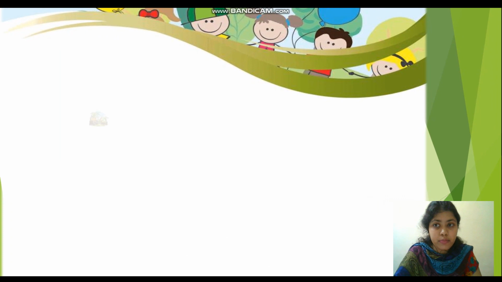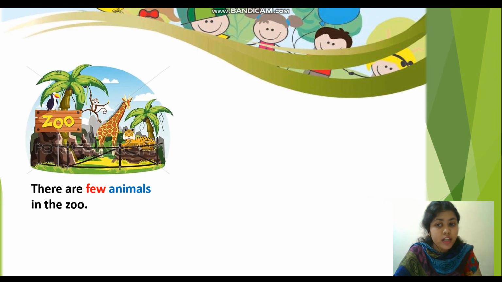Let us see a few more examples. There are few animals in the zoo. Again students, animals is a noun and the word few is telling about the number of animals. It is not telling about the exact number of animals, but still it is telling about the number of animals. And when we are asking the question how many animals, the answer we are getting is few. That means few is an adjective of number.